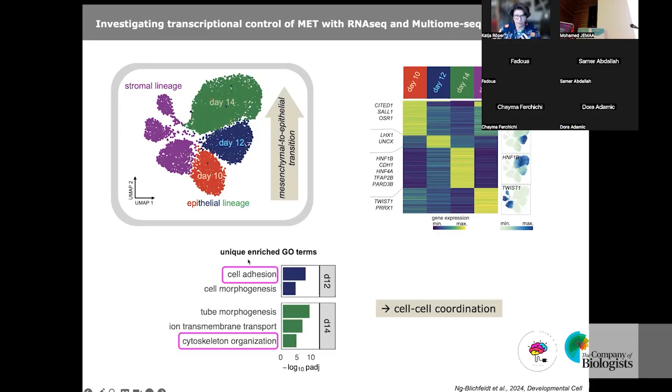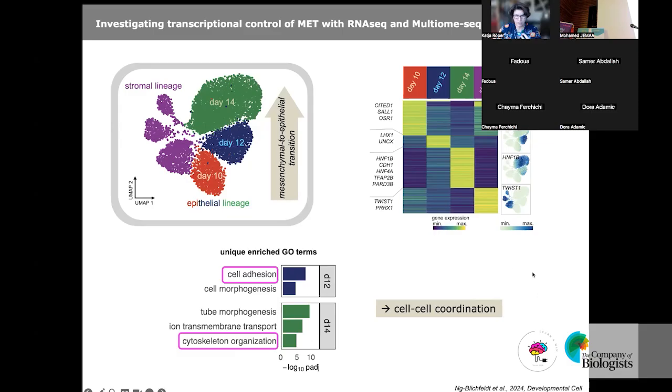But it also shows, if we look at enriched GO terms in these different clusters, that what is switched on is cell adhesion modules, things that control the cytoskeleton and control morphogenesis. So things that help cell-cell coordination and cell shape changes, which are important, not surprisingly, in this process.